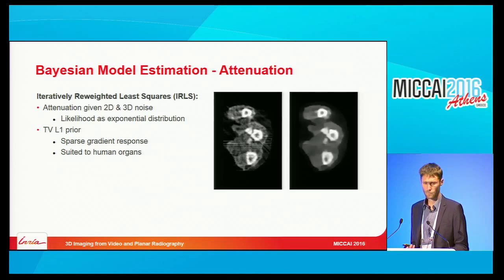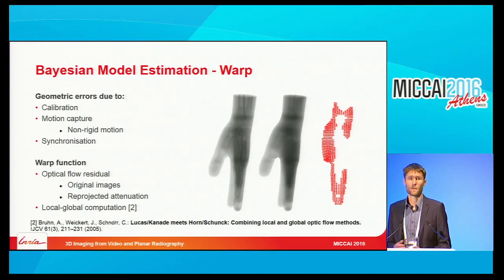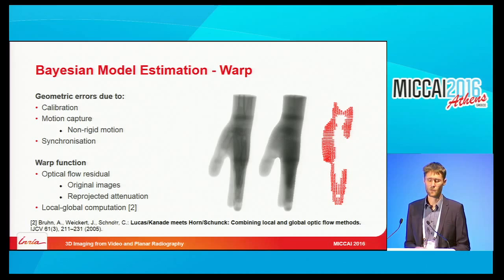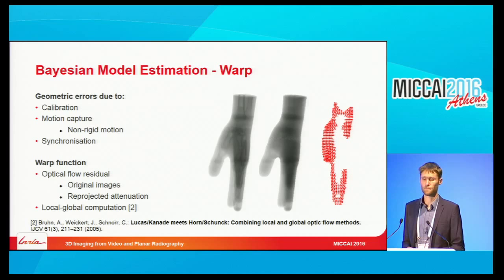As for the 3D geometric noise, this can arise from a number of issues, for example, cross-calibration between video and X-rays, errors in motion capture as well, including potentially non-rigid motion, and also synchronization errors. We model this warp function as we calculate it using optical flow between the original images on the left and the reprojected volume given the current parameters in the middle. So we calculate a flow between these two, and that gives us a warp that caters for this error. And this is fundamental in our framework.